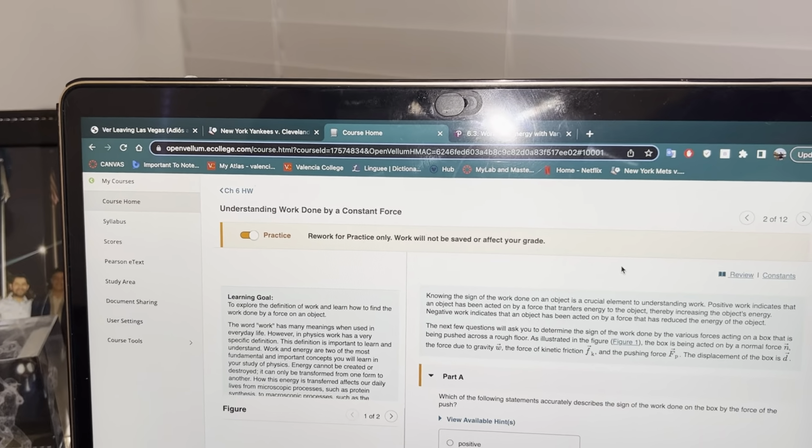Where is the flash? Well, I think it looks great. Yeah. Part E.